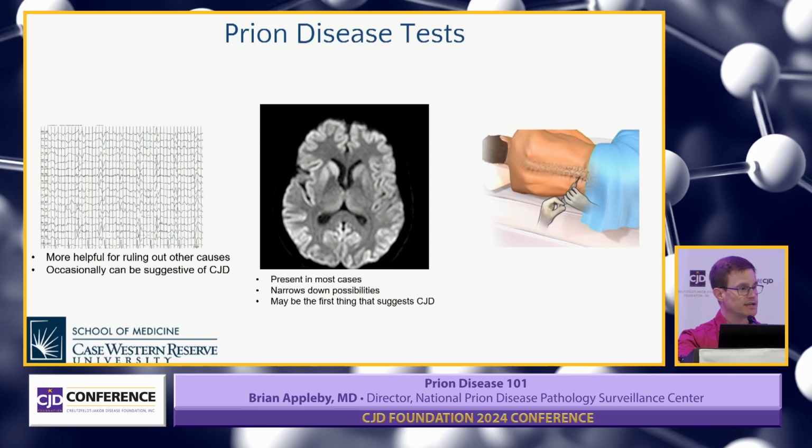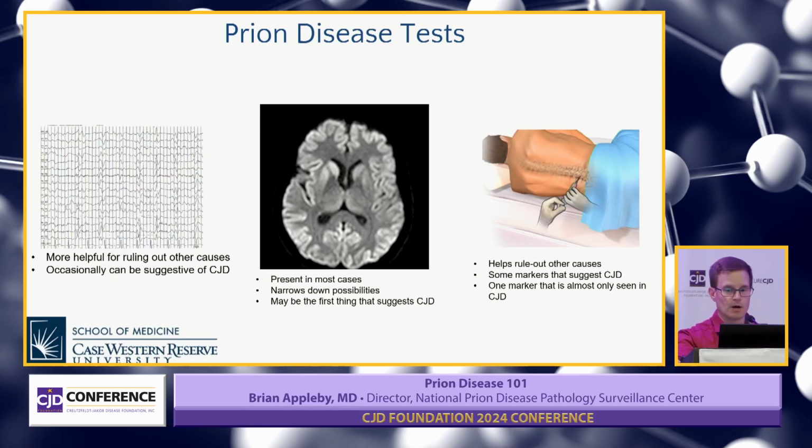The brain MRI, fortunately, is present in most cases. It definitely narrows down the possibilities of what could be going on. And it may be the first thing that suggests CJD. So if you go back to the individual that had memory problems for the first evaluation, if read appropriately, most of those cases during that diagnostic workup with the MRI, it will be positive. And if it's read correctly, that may be the initial sign that the patient has CJD, even without all the other symptoms, right? And then that leads the clinician to do the RT-QuIC test to get the confirmation.